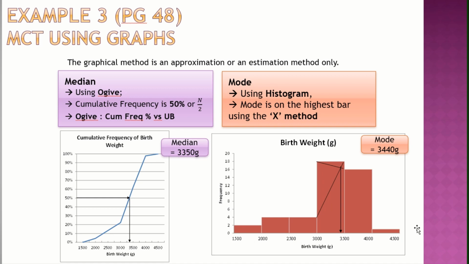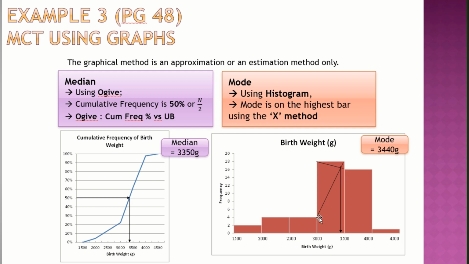Okay, you draw already. Now you want to find the mode. You look for the highest frequency, the highest bar. You cross. You understand? That means from this corner, you cross to this side. From this corner, you cross to this side.